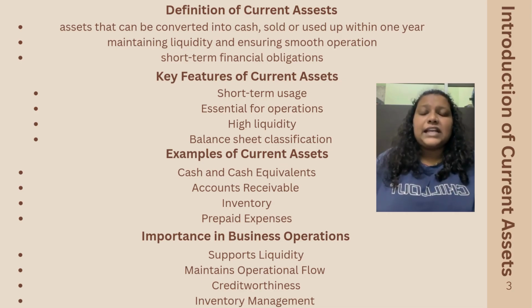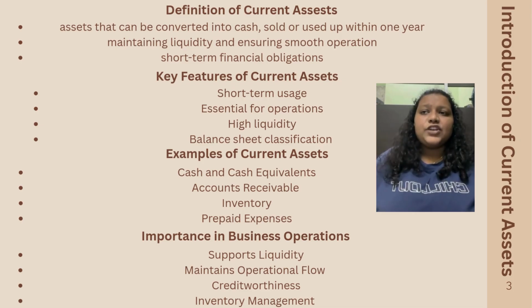Let's dive into the second point, which is the key features of current assets. First, we have short-term usage, which is expected to be consumed or converted into cash within a short time. Second is essential for operations, used to support the day-to-day functioning of the business. Third is high liquidity, easily turned into cash compared to fixed or long-term assets. The last one is balance sheet classification, which is listed under the current assets section at the top of the asset side.